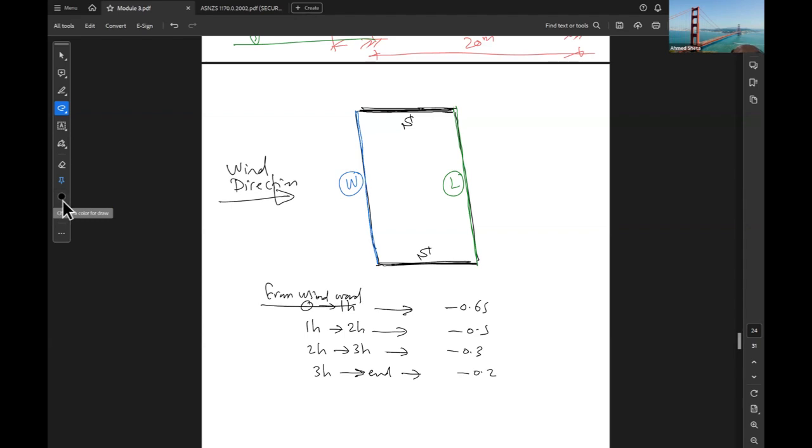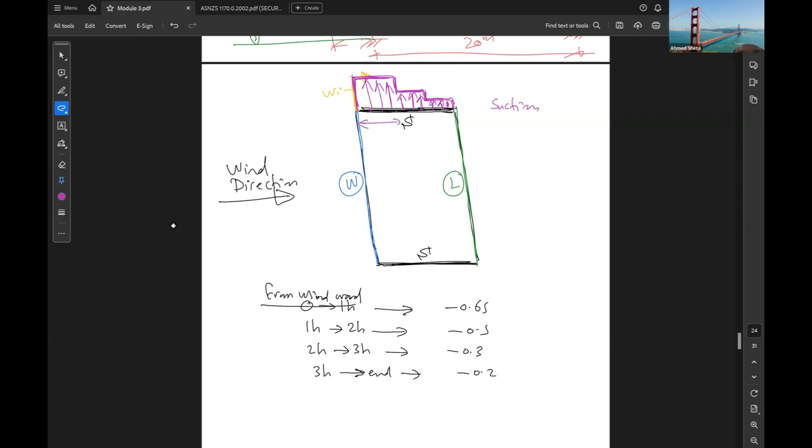So we are calculating the distance from this face here. This is our windward face. This means that the factor is not constant and it is something like steps like this. The main idea is all the factors are negative, so it is under suction.